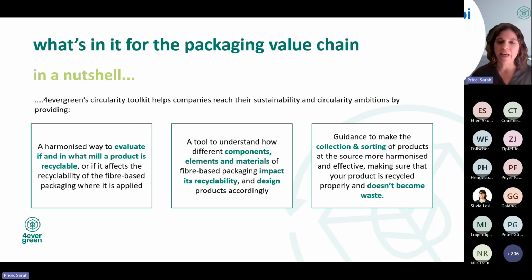Secondly, we've produced a tool, and this is the Design for Recyclability Guideline, to understand how different components, elements, and materials of fiber-based packaging can impact its recyclability. And thirdly, we share expertise and guidance to make the collection and sorting of products at the source more harmonized and effective, and really making sure that products are recycled properly and don't become waste. So you'll hear much more detail in our presentation, but in a nutshell, that's our objective and how 4evergreen's deliverables can support circularity.